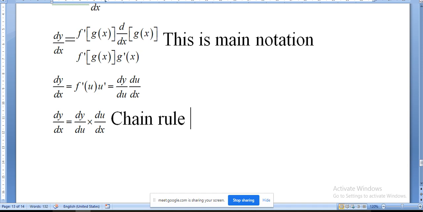Now why is it called as chain rule? See this, what they have asked us is to find derivative of y with respect to x. But what we have done is, we have found derivative of y with respect to u, and then derivative of u with respect to x. So this is like a chain. You can see here, this is a chain. That is why this is called as a chain rule.